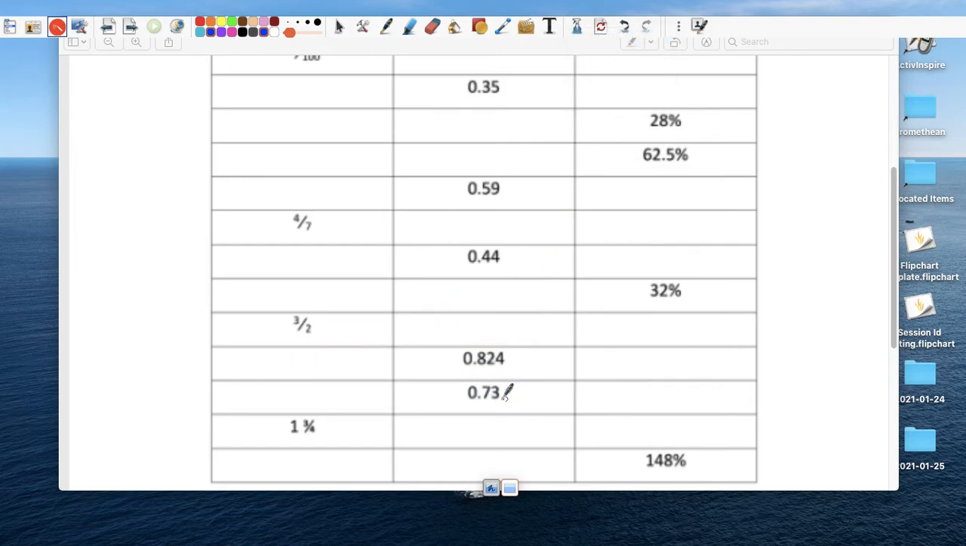Almost last one. 0.73. Move it. 1, 2. We get 73%. ¿Dónde está el 3? Where's the 3? ¿En qué casita? 100, right? La casita de los 100. And we put 73 on top.